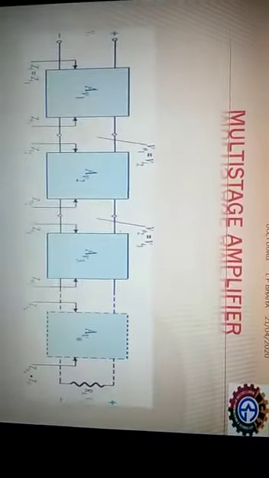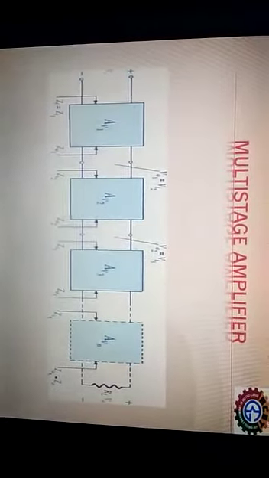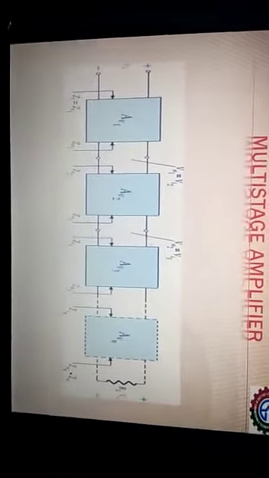Dear students, today we will go through the last part of this multi-stage amplifier, that is Darlington pair. Till now what we have seen, I will just go within a minute and later on I will explain about the Darlington amplifier. This multi-stage amplifier we have already seen in the very first video of the multi-stage amplifier.